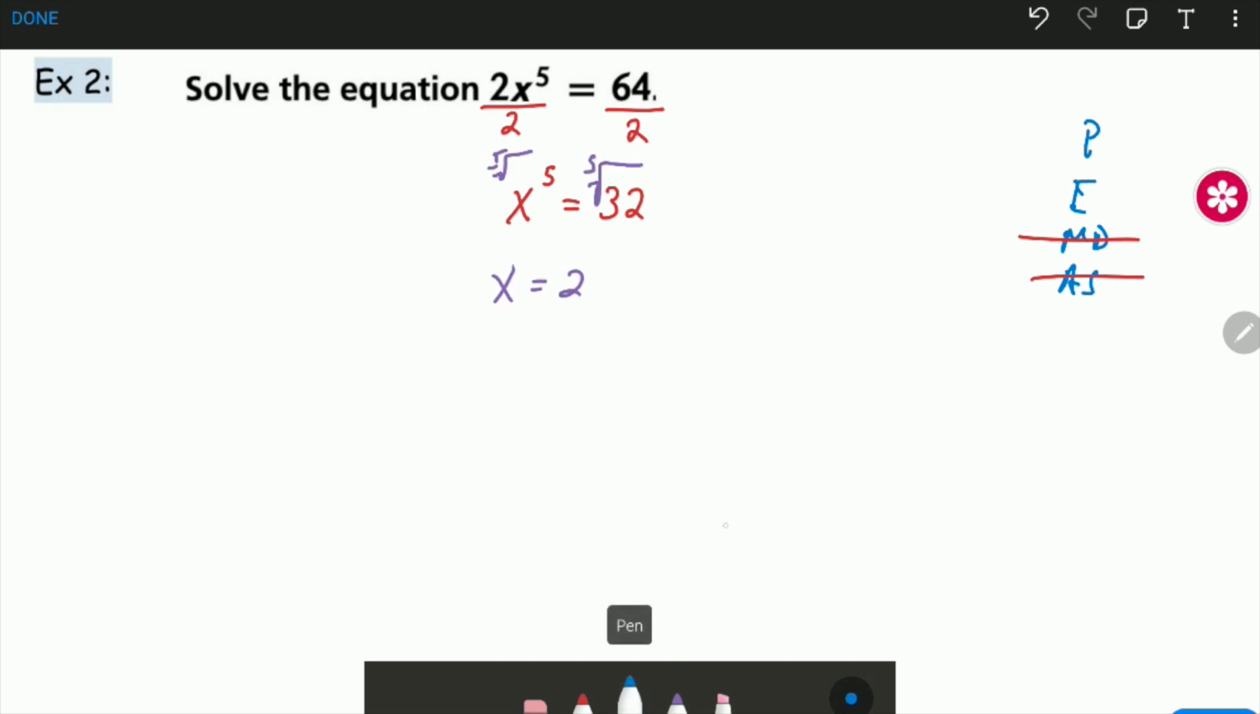Now bear in mind, remember that if the root or exponent is even, then we need plus or minus, because there's two possibilities, the positive version and the negative version.